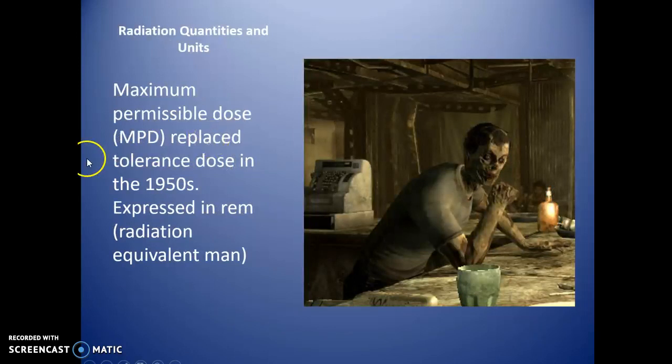MPD replaced the tolerance dose in the 50s. This is expressed in REM, basically radiation equivalent man. So you still get the term REM used a lot. 5 REM is the most exposure that you can get within 1 year as an occupationally exposed worker.